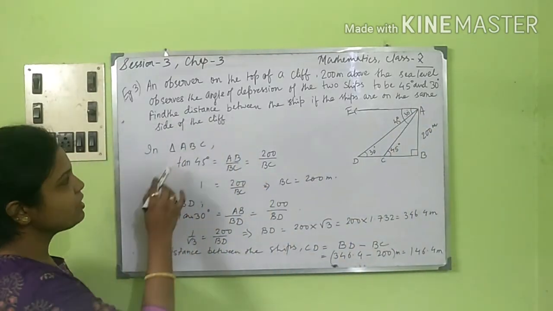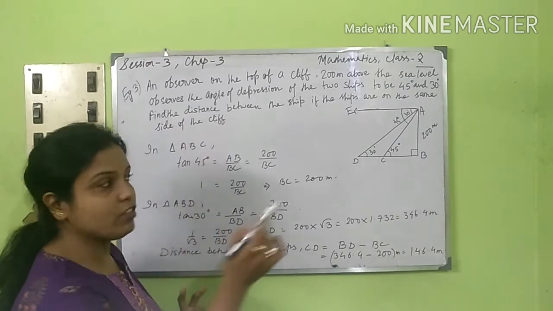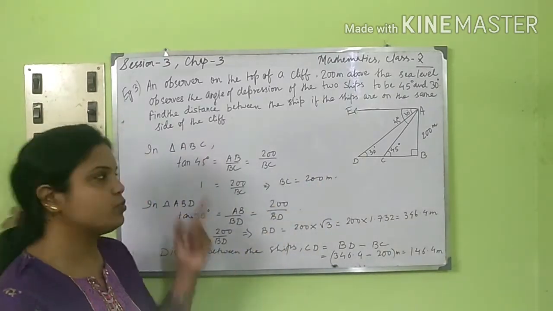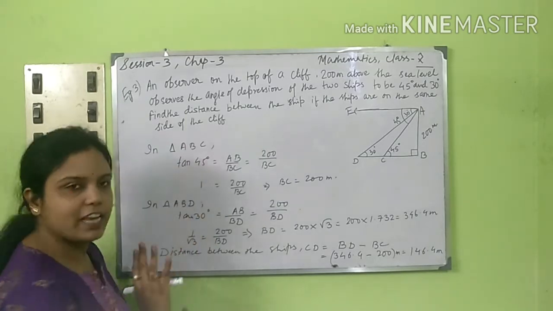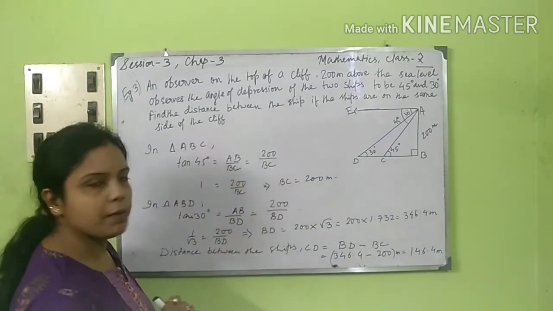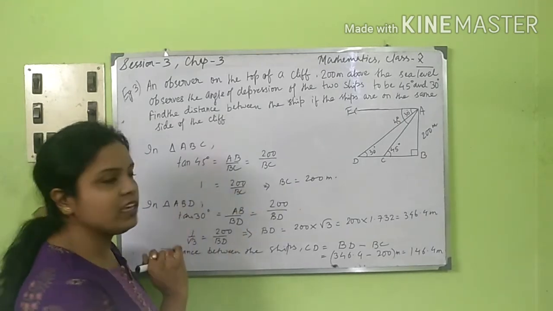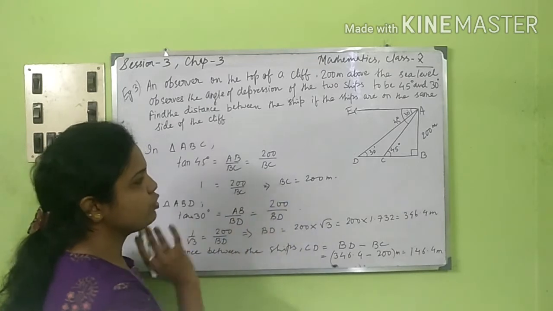First coming to the triangle ABC. It is given tan 45 degree. Since we have the perpendicular and the base, we know it goes with tan easily. So we have taken the ratio tan. So tan 45 is AB by BC, that is 200 by BC. So tan 45 is 1, equal to 200 by BC. Now BC is equal to 200 meter.